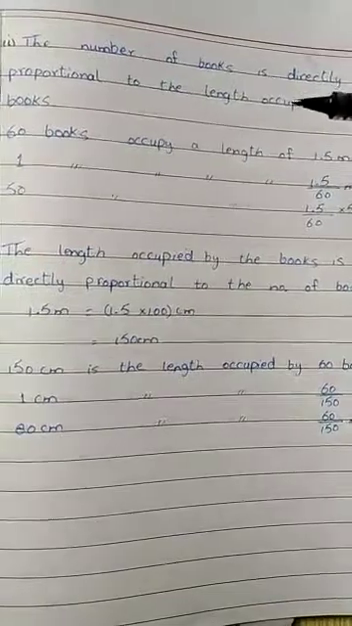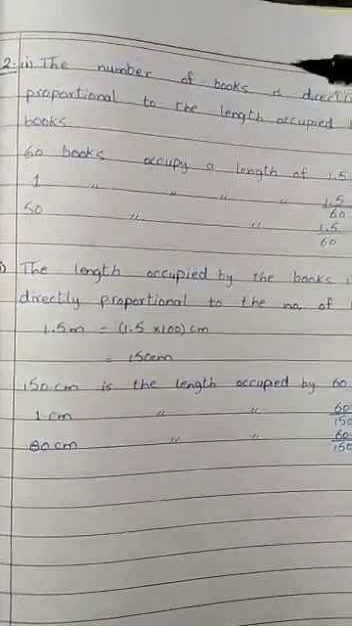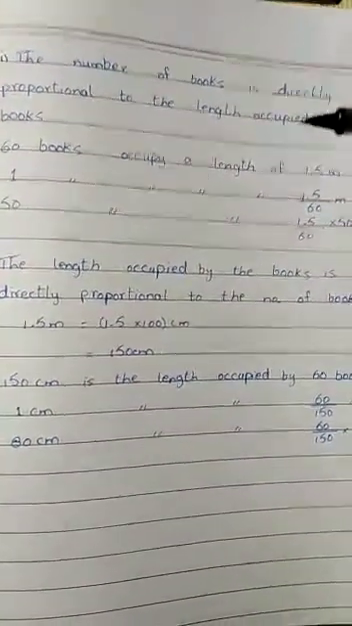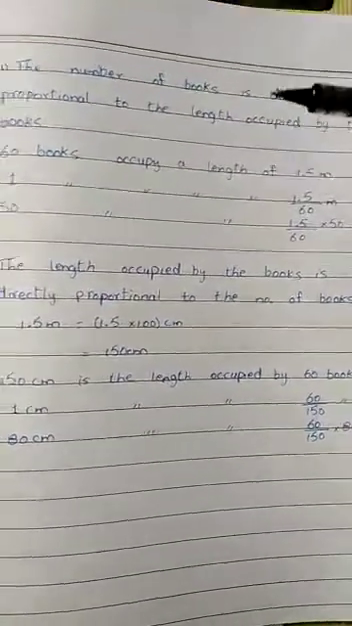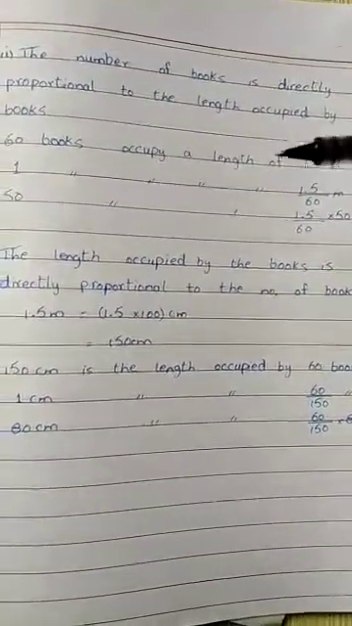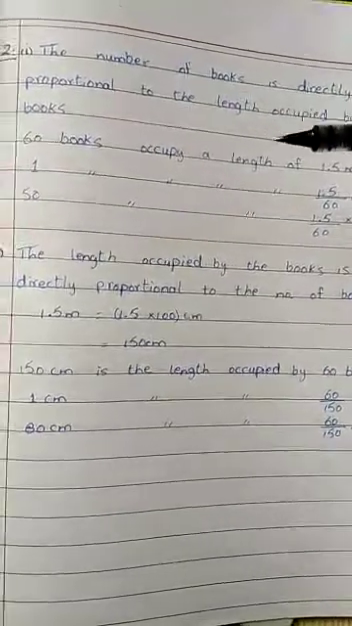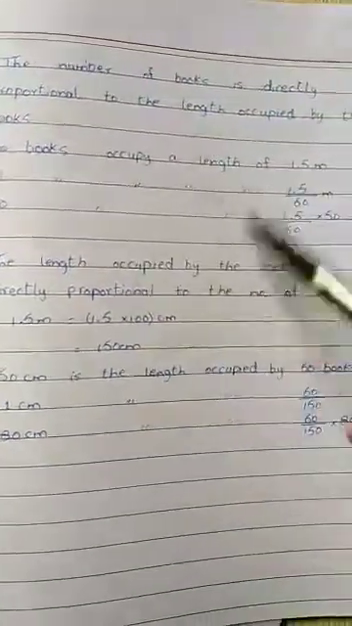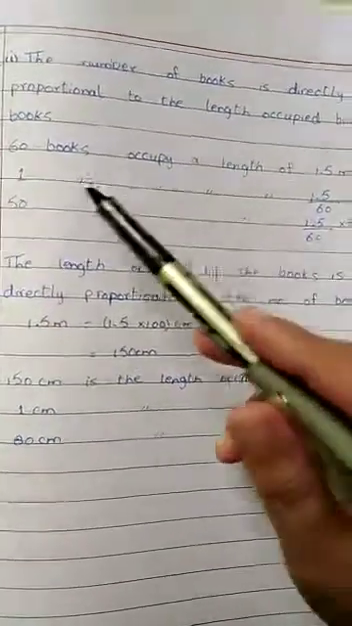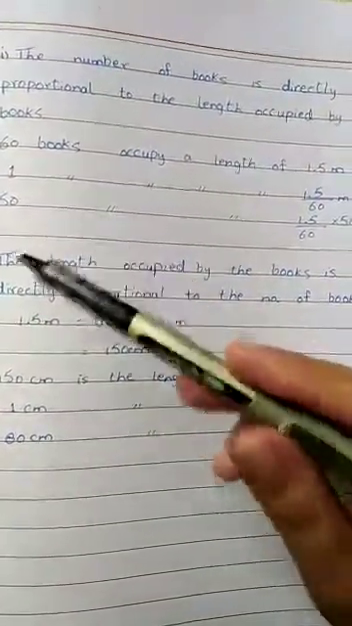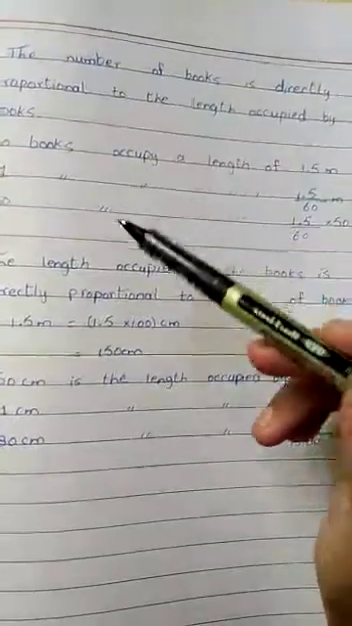We are going to find out the length occupied. First we have to see which thing is directly proportional to the other. So the number of books is directly proportional to the length occupied by the books. 60 books occupy a length of 1.5 meters, it's given in the statement. And then we will find how much length one book occupies.